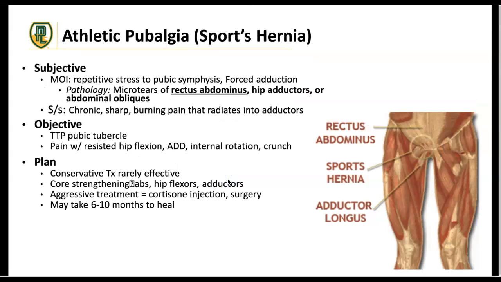Next up is athletic pubalgia, or the sports hernia. It can occur secondary to repetitive stress at the pubic symphysis. Most often it's also associated with a forced adduction moment. So what is a sports hernia? Like, what is it? So micro tears of the rectus abdominis. It can also be tearing of the hip adductor or the oblique muscles.